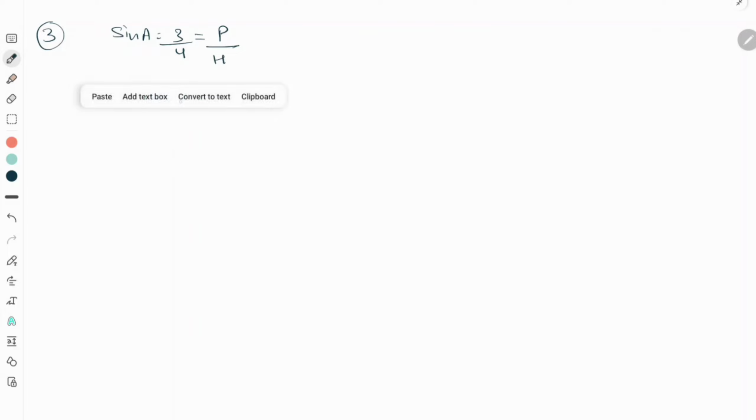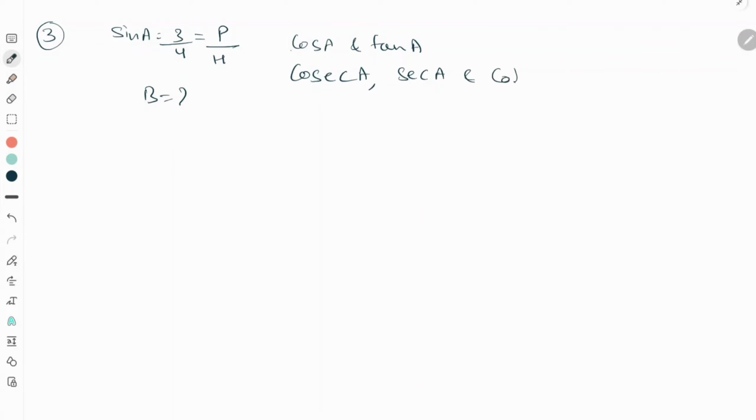Now let's move to question number 3. I'll just give you the hint for this question. In this question we have sine A equal to 3 by 4. So our ratio is P by H. Using this you can find the value of B. Then you have to find the value of cos A and tan A. For practice you can also find the value of cosec A, sec A and cot A.